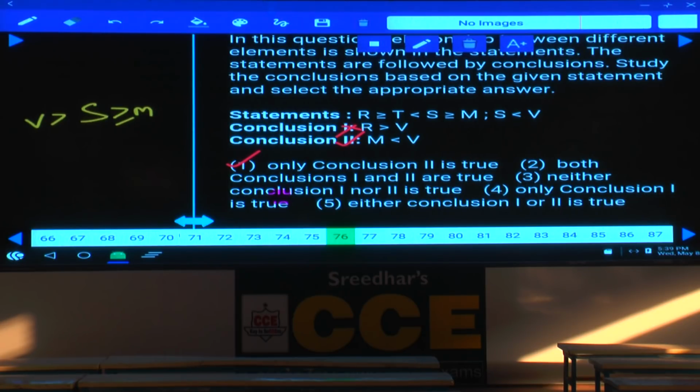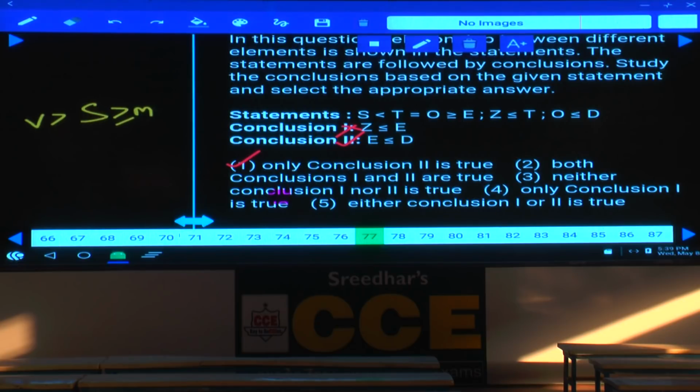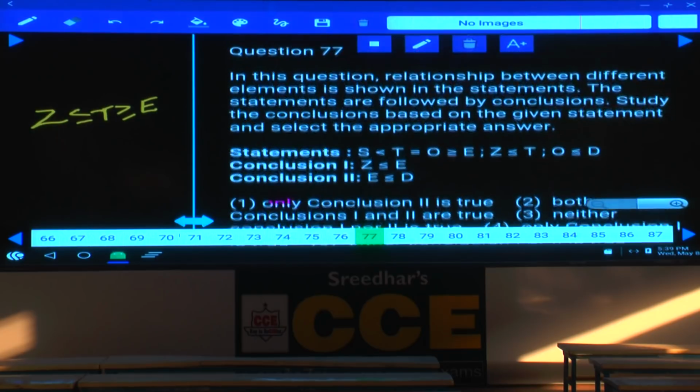77. Then question number 77, Z and E. Now in this Z and E, the letter which is common is T. Z lesser than or equals to T, and T greater than or equals to E. Hence between Z and E there are two opposite symbols, no relation can be drawn.